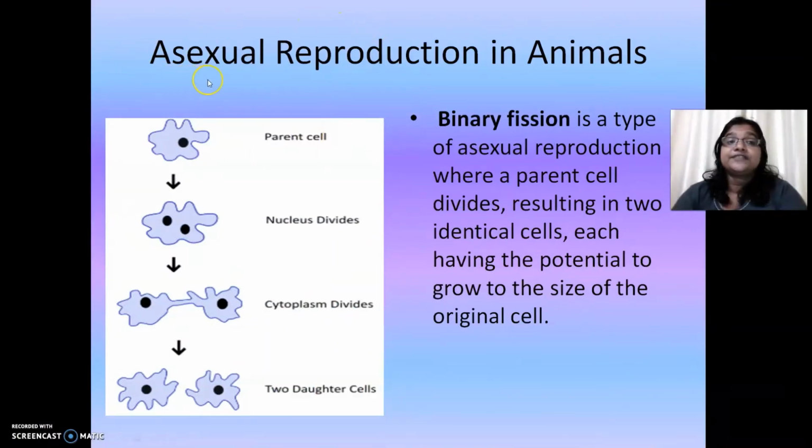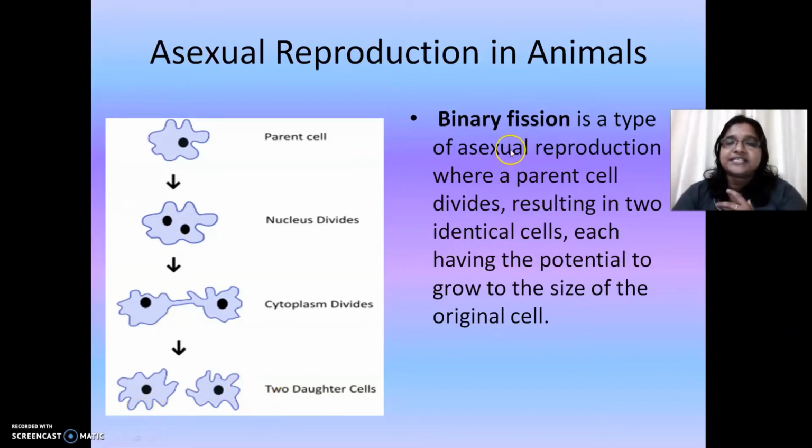Now we are going to see the different types of asexual reproduction in animals. We are going to start with the first one, that is binary fission. In bacteria, amoeba, etc., the prominent type of asexual reproduction is binary fission. As the term indicates, the parent cell divides into two daughter cells. During binary fission, first the nucleus divides into two. Later on, the cytoplasm also divides, resulting in the formation of two daughter cells.